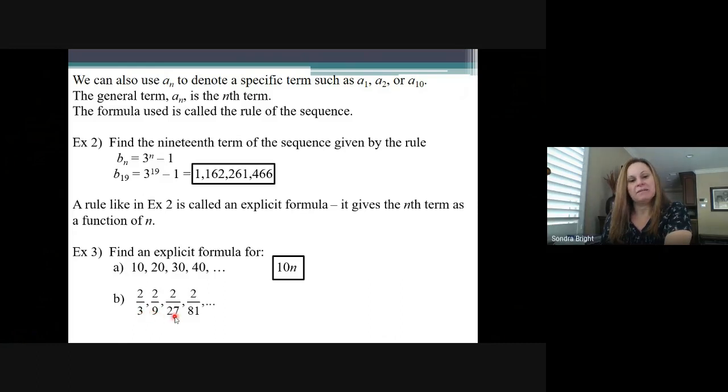times 3 will give me 9. Times 3 will give me 27. Times 3 gives me 81. So these are actually powers of 3. 3 to the power of 1, 3 squared, 3 cubed, 3 to the 4th. And so the pattern is 2 over 3 to the power of n.